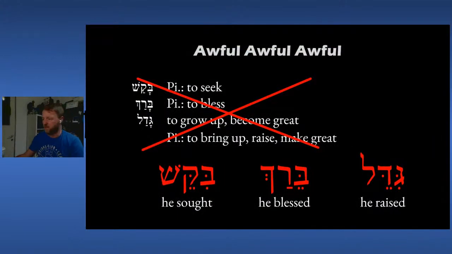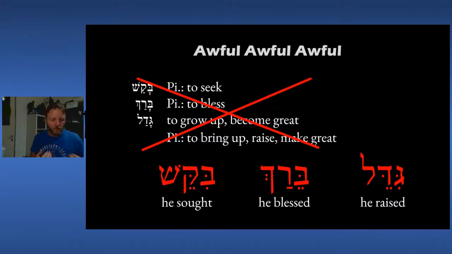It's a travesty that they say you learn barach, and then you're just supposed to guess how you say it in the piel. Barach, piel, to bless. This is nasty. This is the worst part of this grammar book, and it's the worst part of most Hebrew grammar books. So this is really bad. To learn gadal, this is kal, it means he grew up. Gadal, he became great. Gidel means he made someone grow up.